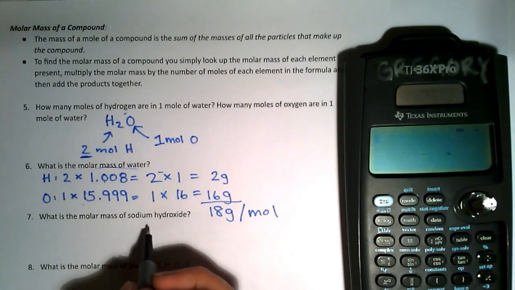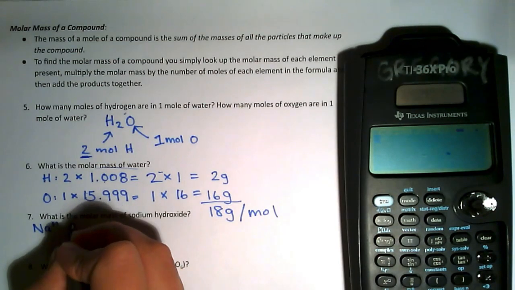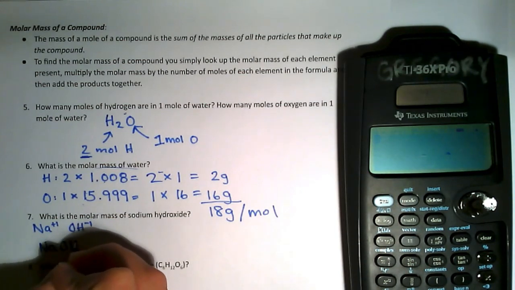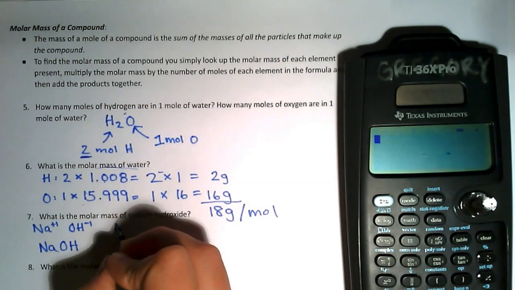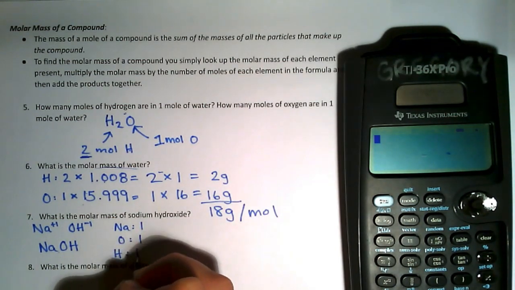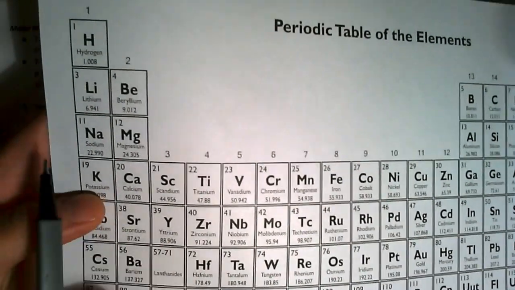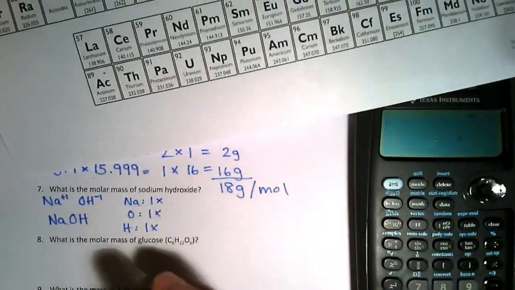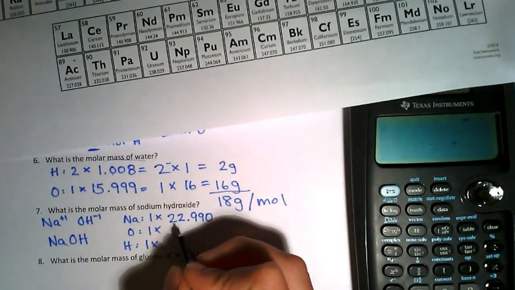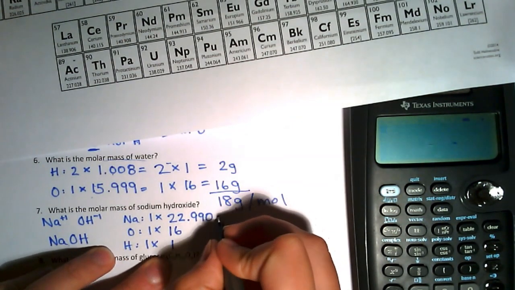Okay, next let's look at the molar mass of sodium hydroxide. Sodium hydroxide, so we have Na with a +1 charge and OH with a -1 charge. When we crisscross, we get NaOH. So we have 1 sodium, we have 1 mole of oxygen, and we have 1 mole of hydrogen. So we need the molar mass of sodium, which if you look at your periodic table, is 22.990. Oxygen, we said, we're going to round to 16. And then hydrogen, we said we can round to 1.